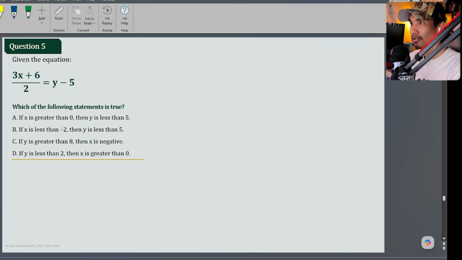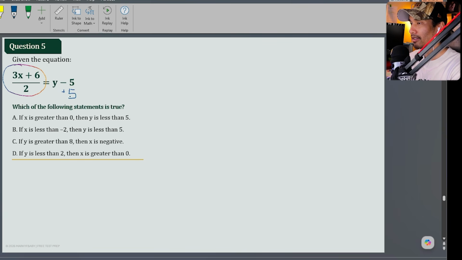Question number 5. All right, we know what to do here, right? This is just a harder if-then statement, but it's the same. And then there's a fraction to throw you off a little bit. But that's okay, we got this. So, step 1, what we're going to do is simplify. What I'm going to do is move this negative 5 to the other side.